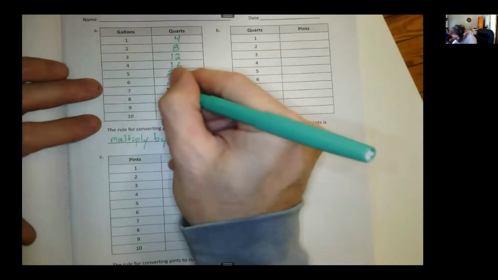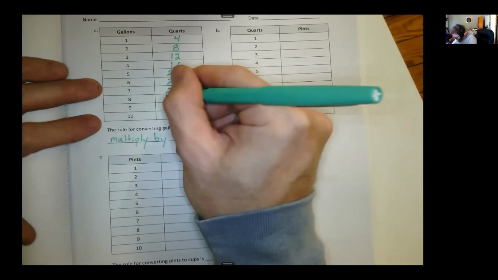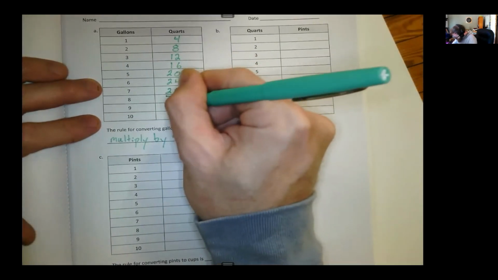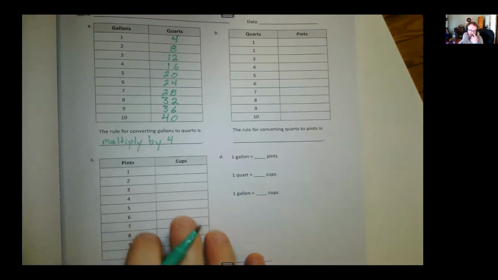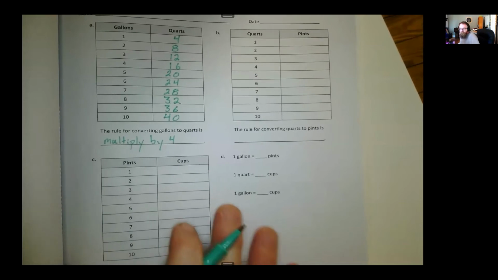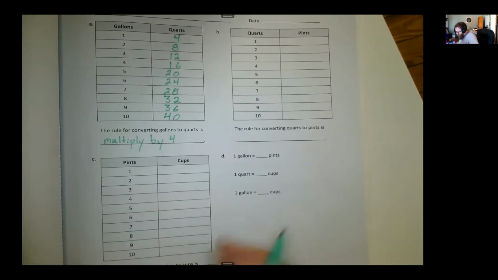And if we were thinking about multiplication, 4 times 6 is 24. 4 times 7 is 28. 4 times 8 is 32. 36, and of course, 4 times 10 is 40. So we can use this later when we are converting our units.